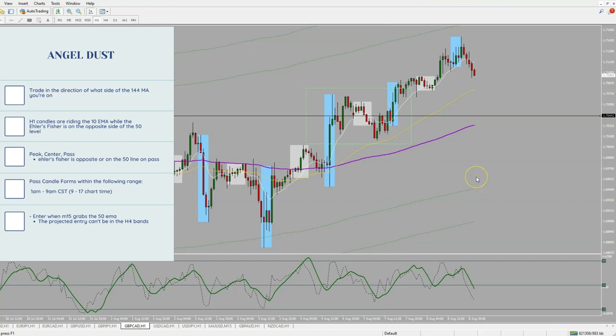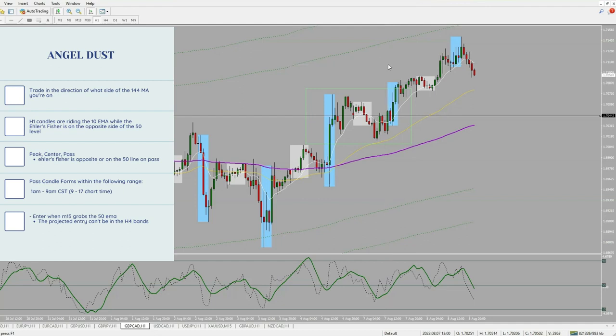So if you look on the rule sheet, it says anytime between 1 a.m. and 9 a.m. Central Standard Time. Convert that to whatever time zone you're in. I'm in Central Standard Time, so that's what I'm going off of. Or I put the chart times as well, 9 to 17 chart time. If you look at that crosshair and you look down there and it says 13 chart time, that's just how the chart times go. But 13 equates to 5 in the morning for where I'm at, Central Standard Time.